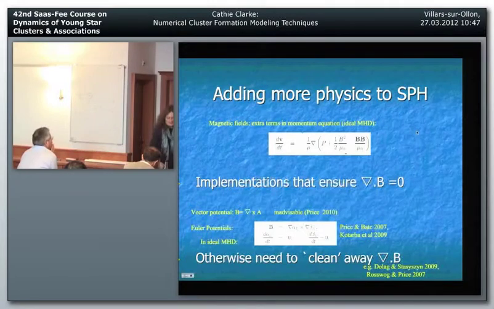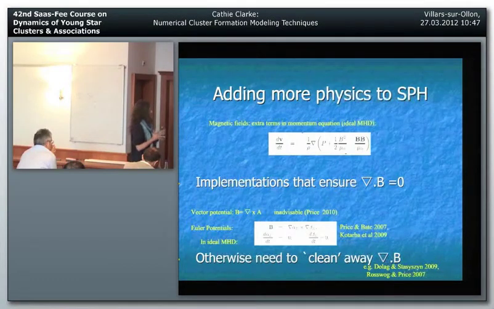So we want to add more physics. I said yesterday we shouldn't really be throwing away the magnetic field, although we normally do. So when you put in the equations of ideal MHD, you get some extra terms in the momentum equation, and one is an isotropic pressure term, and the other is the magnetic tension term, which is to do with the fact that the field lines want to straighten themselves out.